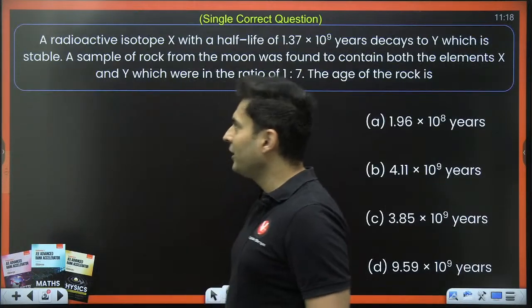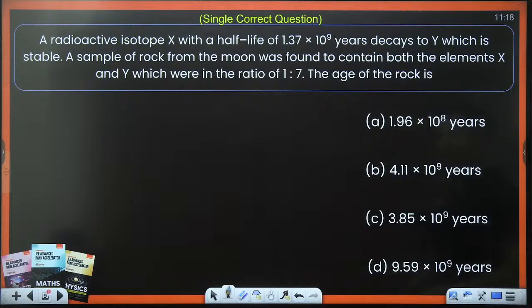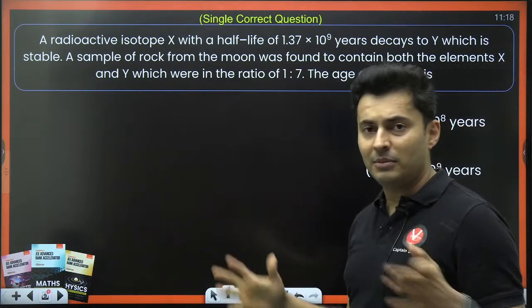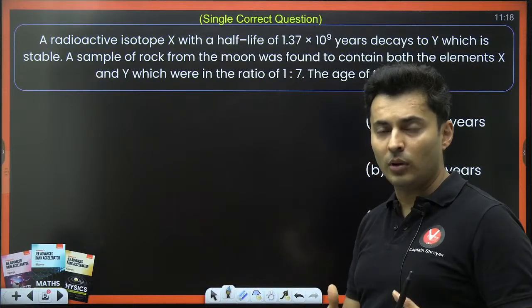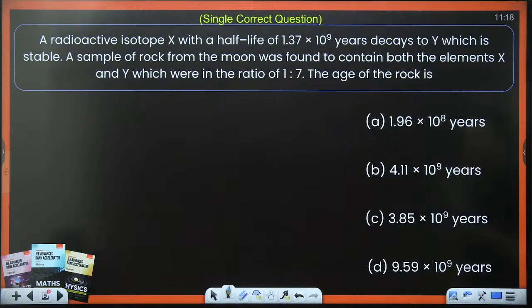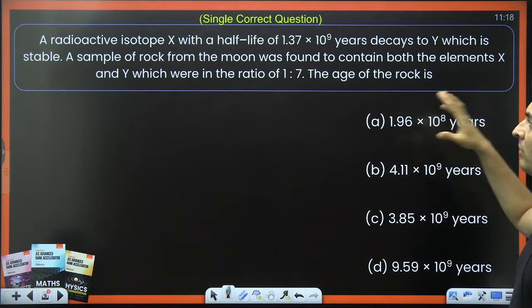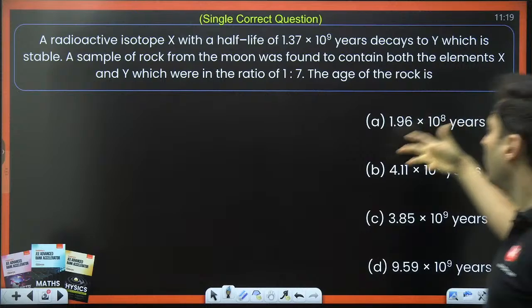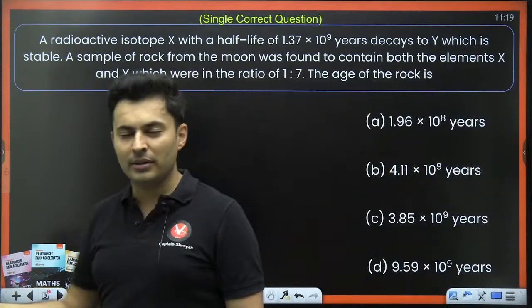Okay, moving on to the next one coming up on your screen. A radioactive isotope. I hope you know radioactivity is a part of JEE Advanced. I have done that additional portion for all of you in the last month. A radioactive isotope X has a half-life of this much, and it converts into Y, which is stable. Some sample of that material from the rock of the moon was found to contain both X and Y, which were in the ratio of 1:7. What do you think is the age of the rock?